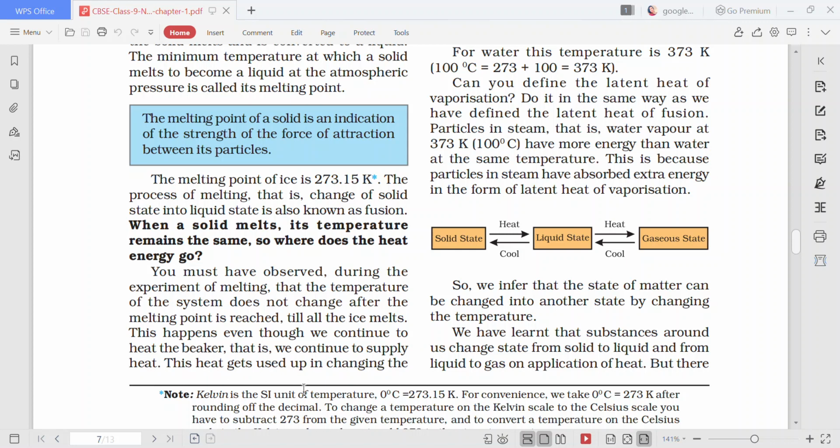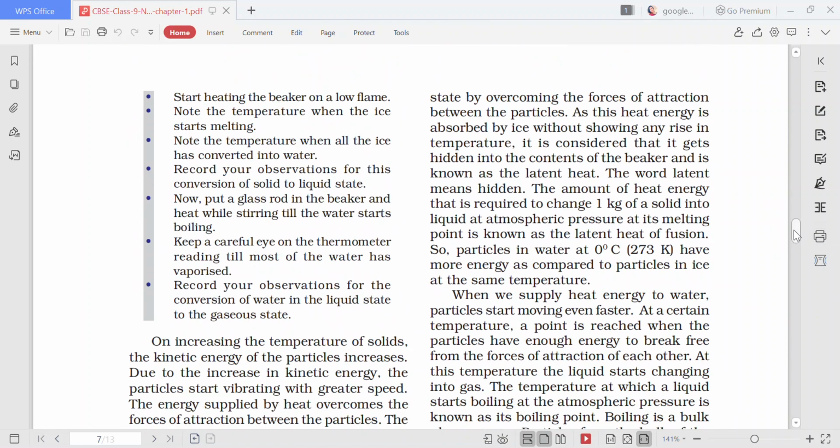This heat gets used up in changing the state by overcoming the force of attraction between the particles. As this heat energy is absorbed by ice without showing any rise in temperature, it is considered that it gets hidden into the contents of the beaker and is known as latent heat.